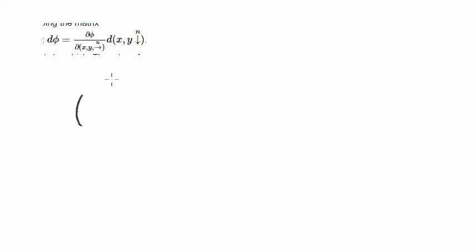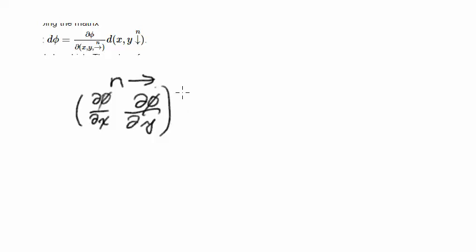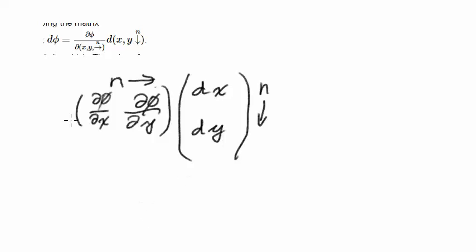This del phi del x, y, n direction, I'm going to write an n right arrow. The n is actually just referring to when n is 1, we put an x, del phi del x. And then when n is 2, we put a y, del phi del y. And then we will have the other matrix going down, and so we will also have an n arrow down here, and the dx dy, and that is equal to d phi equals that.